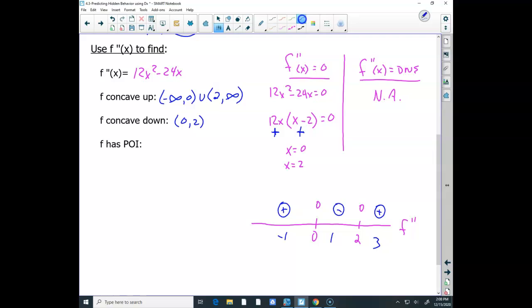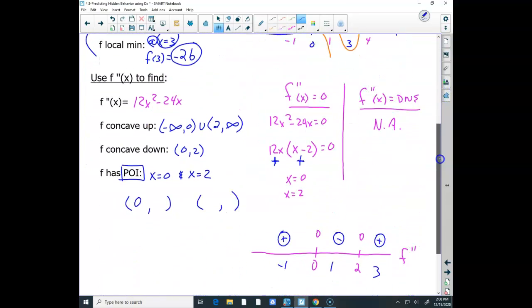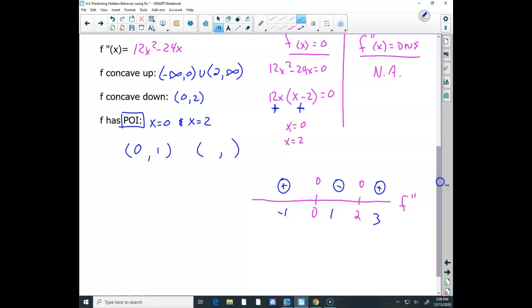And I have a point of inflection. Well, I have two of them. I have a point of inflection at x equals 0 and at x equals 2. Notice, point of inflection, so I need the ordered pair for a point of inflection. Well, that's going to be 0, comma. If I plug 0 into that function up there, automatically it's going to give me a 1, right? 1. And then I'm going to have one at 2, comma.